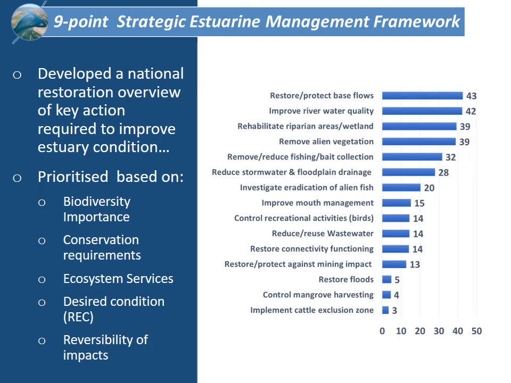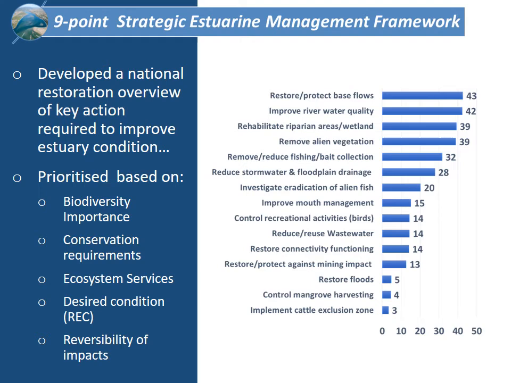As part of this, we developed a national restoration overview of key actions required to improve conditions, and these can be prioritized on biodiversity importance, conservation requirements, or ecosystem services to the community, how far off we are of the desired condition, and the reversibility of impacts.